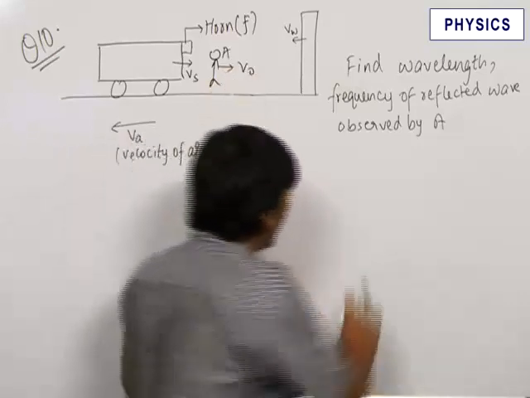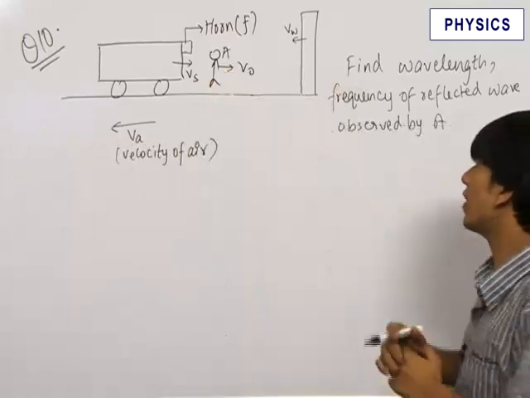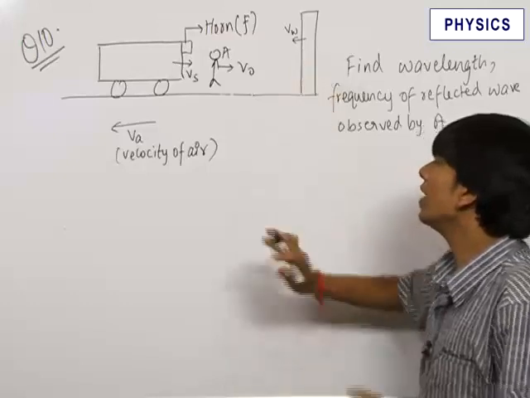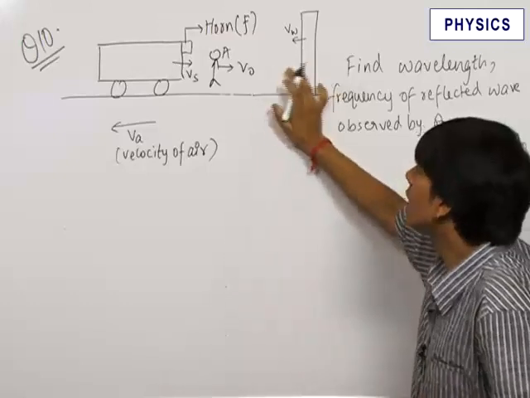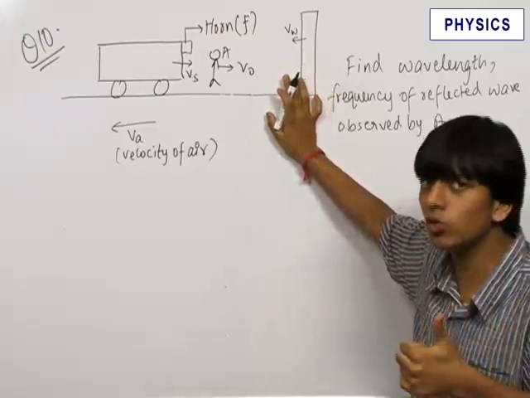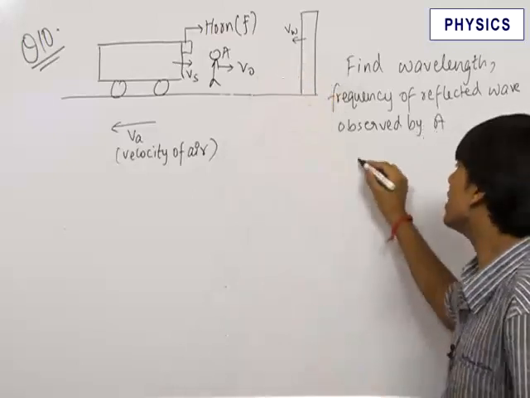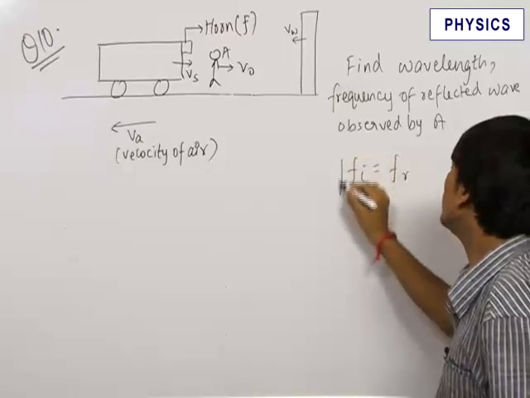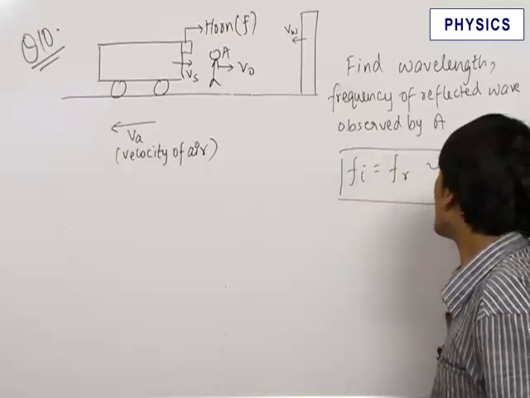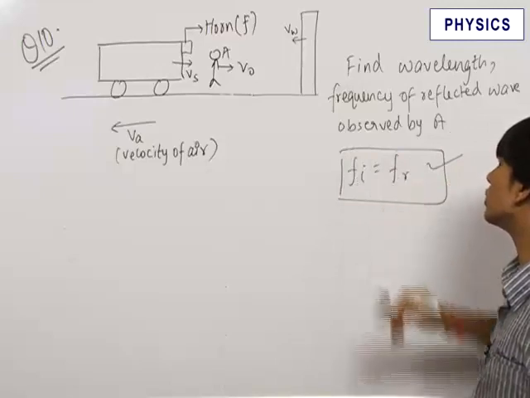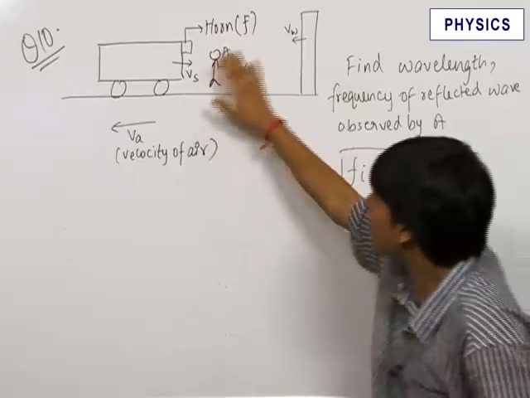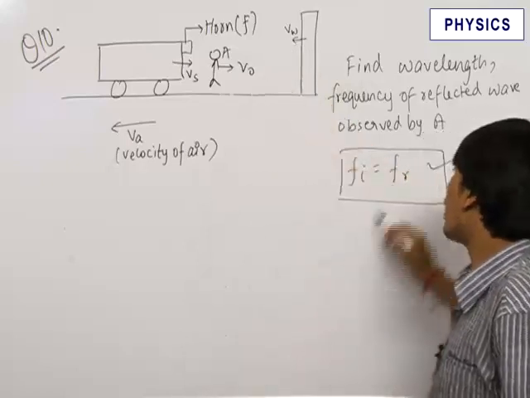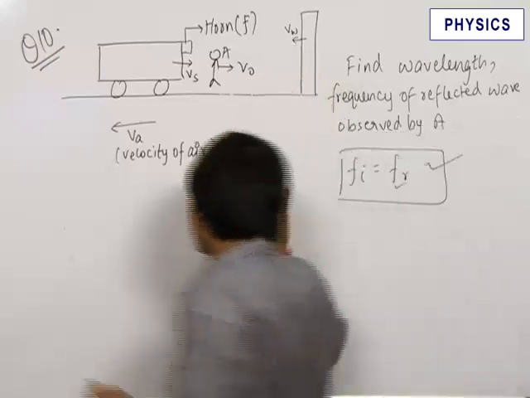Now, we know that in the case of reflection, the number of wavelengths incident per second on this wall is equal to the number of wavelengths reflected per second by this wall. This is the rule, remember this. So therefore that means the frequency incident on the wall is equal to the frequency reflected by the wall. Always remember this, that the incident frequency is equal to the reflected frequency. So what happens after reflection is that this wall starts acting as a source of frequency fr.